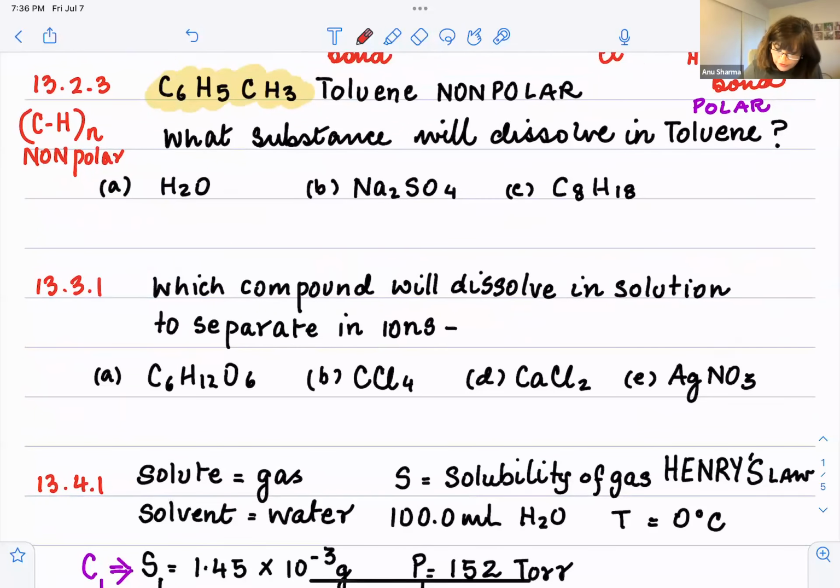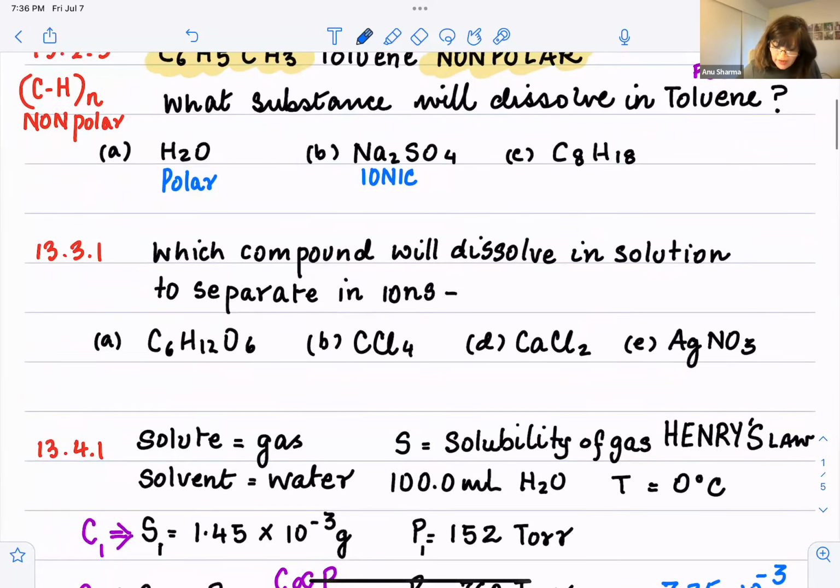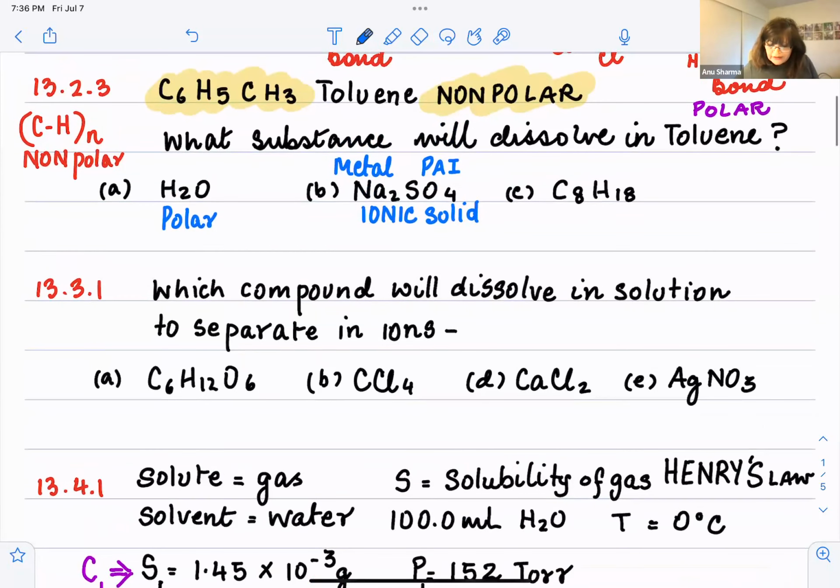So in other words, now we are going to look at which one is non-polar out of here. Water is polar. Water is a polar solvent, always, that's by default. Sodium sulfate is an ionic compound. It's made up of a metal and a polyatomic ion. So this is an ionic solid. And toluene is non-polar. It's a liquid actually. So toluene will not mix with these.